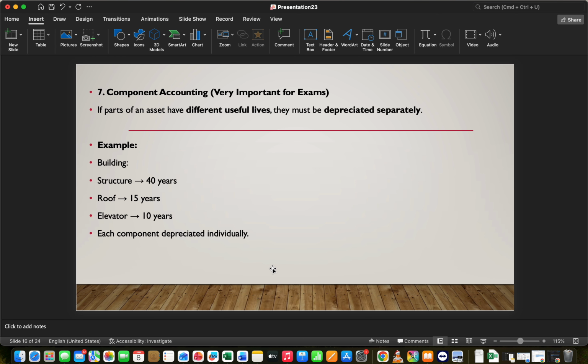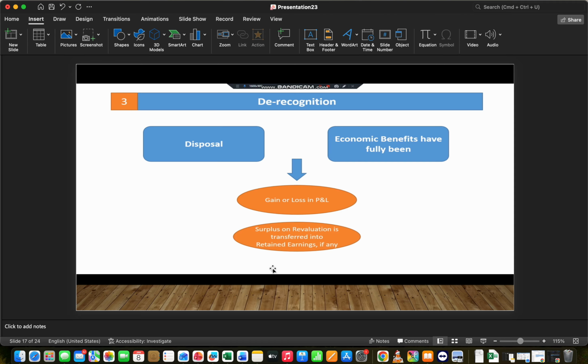Component accounting, that is very important for the exam. If parts of an asset have different useful lives, they must be depreciated separately. For example, in a building, its structure is for 40 years, the roof is 15 years, the elevator is 10 years. Each component will be depreciated individually.